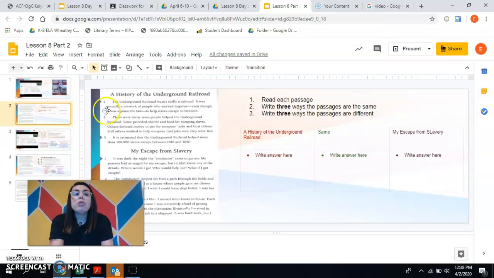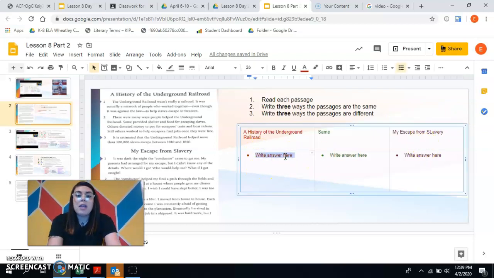On slide two, you're going to reread these passages and then write 3 ways the passages are the same and 3 ways they are different. Remember, the same is in the middle and how they are different are on the side. Remember, all you do is double click and write, and then push it and write. All right, my friends? So that's what you're doing.